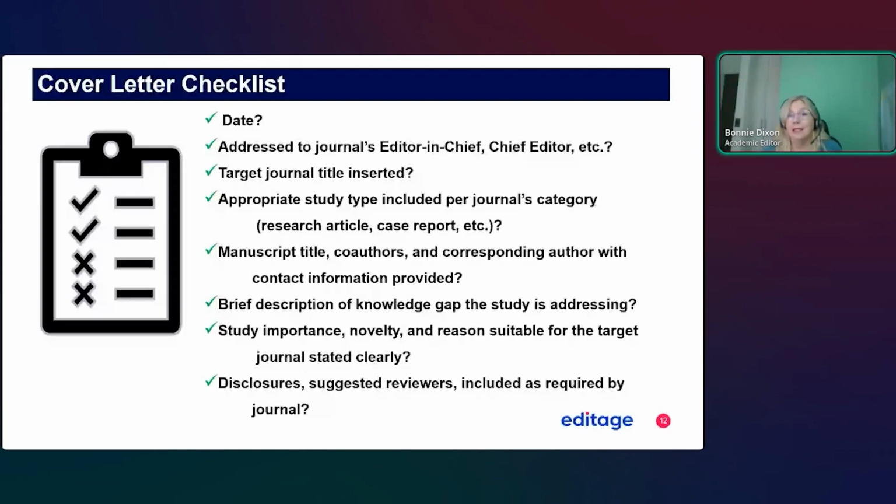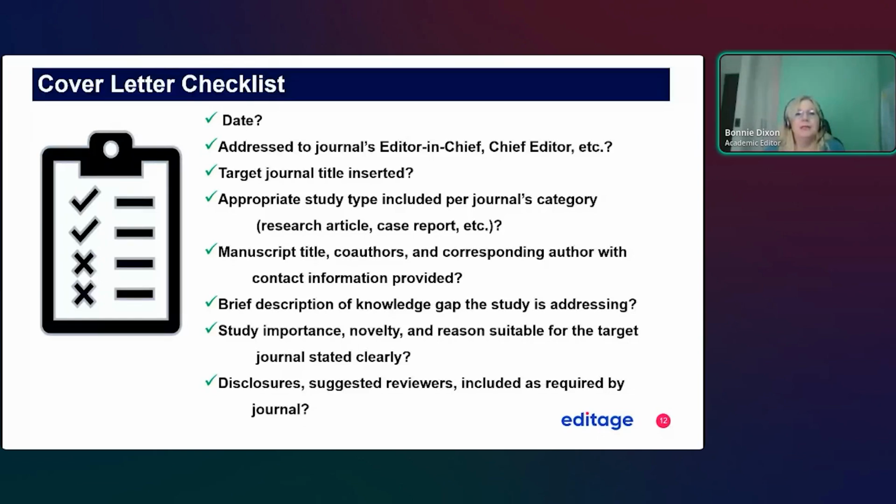Okay, and then you make sure to include your manuscript title, your co-authors, and the corresponding author with contact information provided. How do they get in touch with the corresponding author? It's better to put as much information as possible: full mailing address, email address, telephone number, fax number, all that.